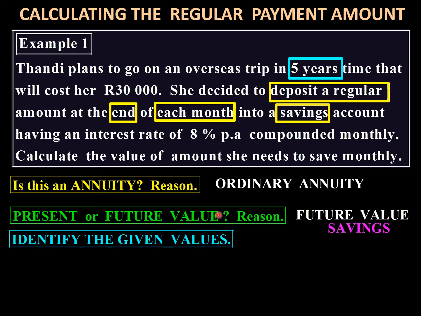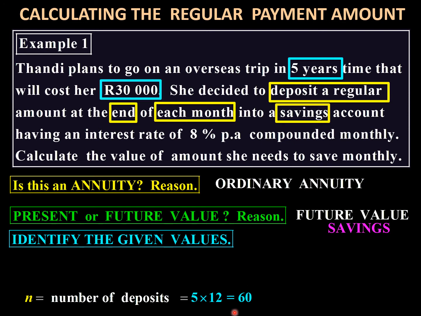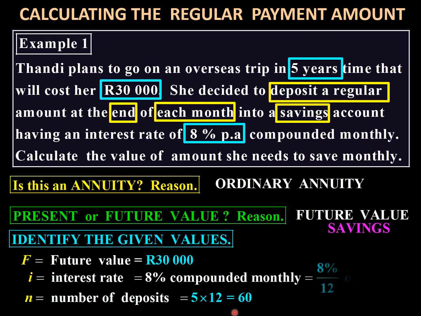Now let's identify the given values. 5 years, that represents the number, the 5, and because it's monthly, it's 5 times 12, which in this case is 60. Then the 30,000 is the future value. 8%, that's the interest rate, but it's compounded monthly, so that's 8% over 12. I suggest that you keep that as 8% over 12. You could also write it in decimal, but maybe it's much safer just to keep it as 8%.